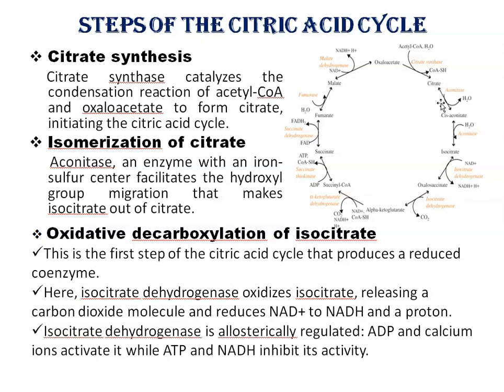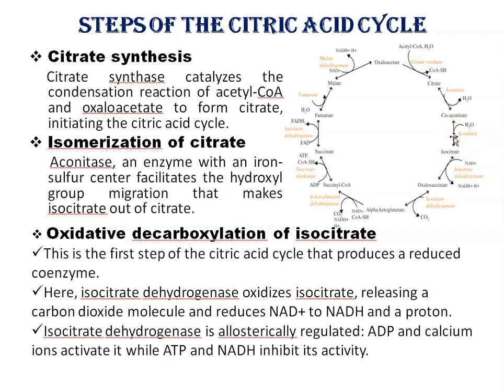Second step is isomerization of citrate. Here enzyme aconitase, this enzyme with an iron sulfur center, facilitates the hydroxyl group migration that makes isocitrate out of citrate. And third step is oxidative decarboxylation of isocitrate.